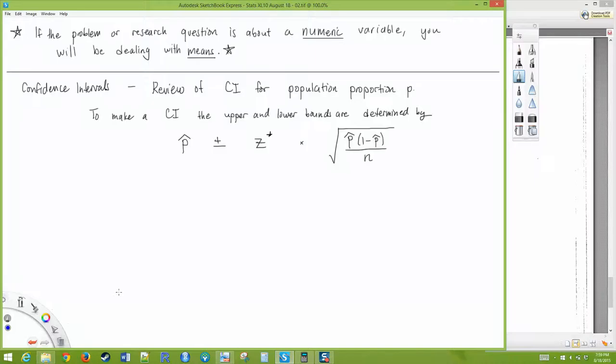Okay, so let's label all of these things. Okay, so this in the center, this is our estimate of P, right? Our center, we put in the estimate of P, okay? And this is a critical value, and I gave you four values to memorize, right, for Z star, okay? And this quantity, this is known as what? The standard error, okay? But if you take Z times the standard error, that is the margin of error, okay?